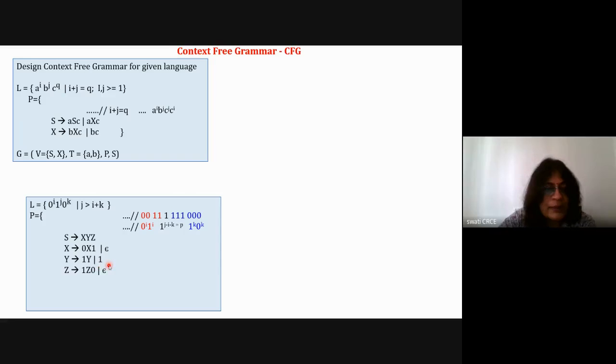But why cannot it be epsilon? Because always they are saying that j is greater than i plus k. So if i is equal to 0, k is equal to 0, it will be 0 plus 0, and j will be greater than 0. Means at least one is there. So minimum length string for this particular language is 1. So that's why here there will not be any epsilon.